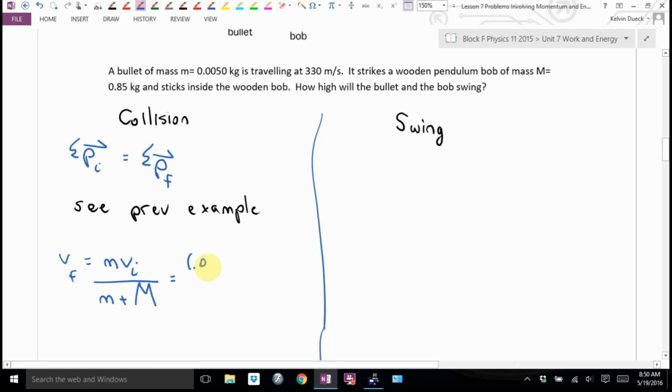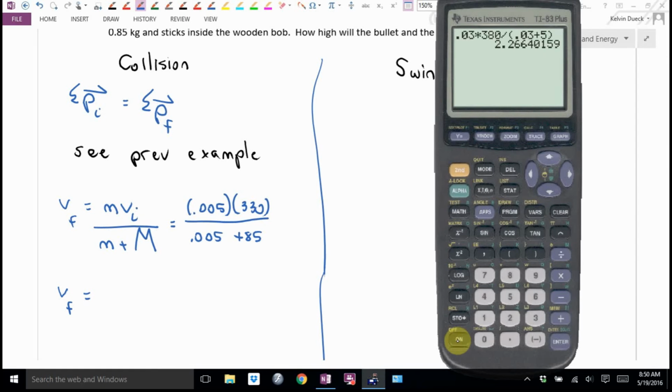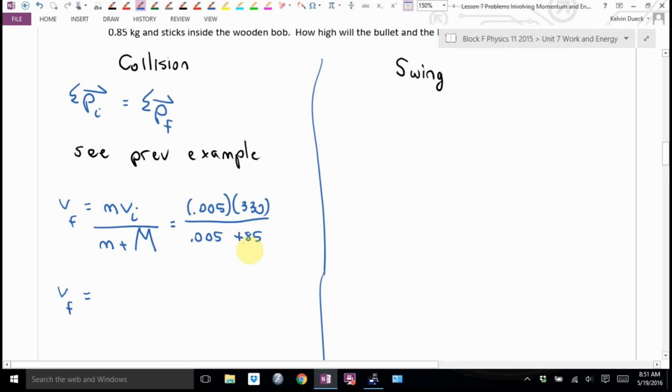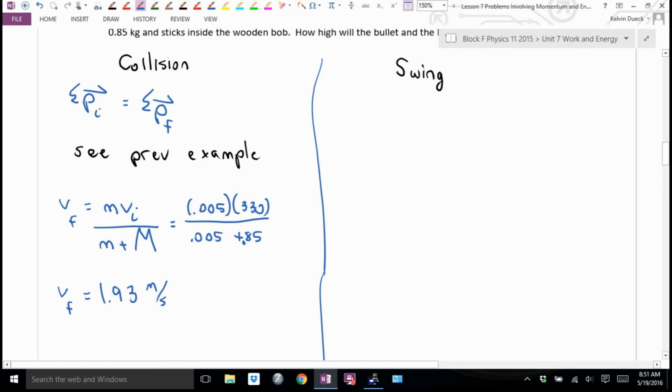Bullet is 0.005, times 330, all over 0.005 plus 0.85. How fast do they start to swing at? 0.005 times 330 divided by bracket 0.005 plus 0.85. That's an 85 kilogram mass? That'd be terrible. 0.85. Do you all get almost exactly, but not quite, 1.93? All right, 1.93. I'm going to use this, so I'll keep this answer stored on my calculator. 1.93 meters per second.